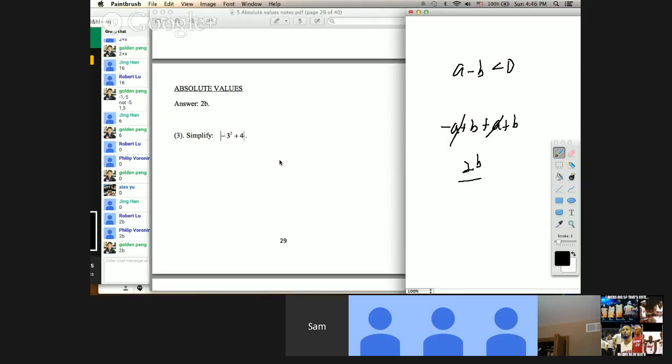Okay. So this should be an easy one, so let's try number 3. Simplify it: the absolute value of negative 3 squared plus 4.